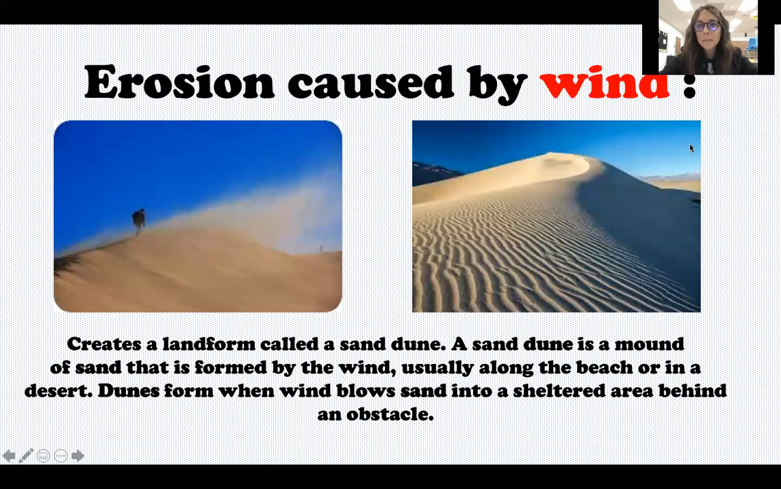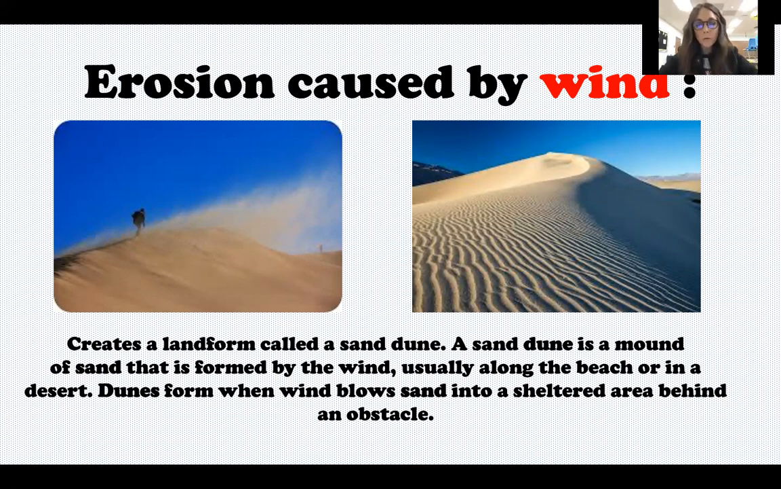So erosion caused by wind, this is when the wind picks up the sand or the sediment and moves it. This creates a landform called a sand dune, which is one of the ones we're going to show today. A sand dune is a mound of sand that is formed by the wind, usually along the beach or desert. So of course it has to be in a place where there's a lot of sand.